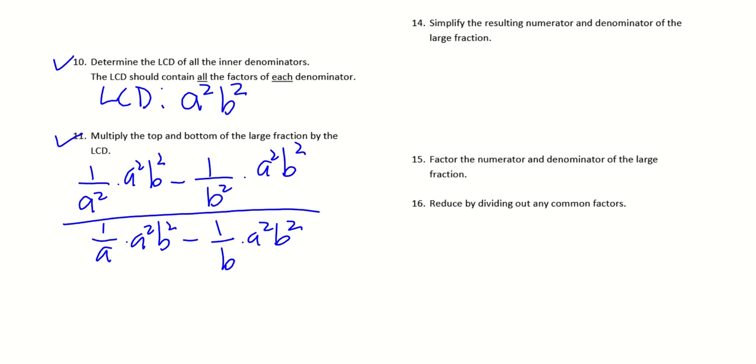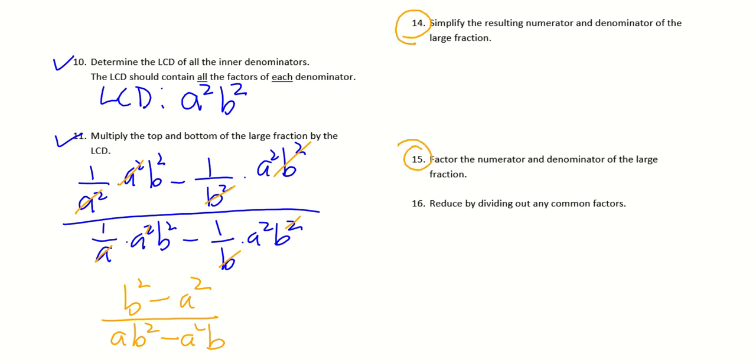Multiplying each of those, here my a squareds divide out, and that leaves me b squared, minus, here my b squareds divide out, and that leaves me a squared, all over, here one of the a's divide out, leaving me a times b squared, minus one of my b's divide out, leaving me a squared b. So we've distributed our LCD, and that kind of takes us up to this step where we're going to simplify, actually, which is already done.